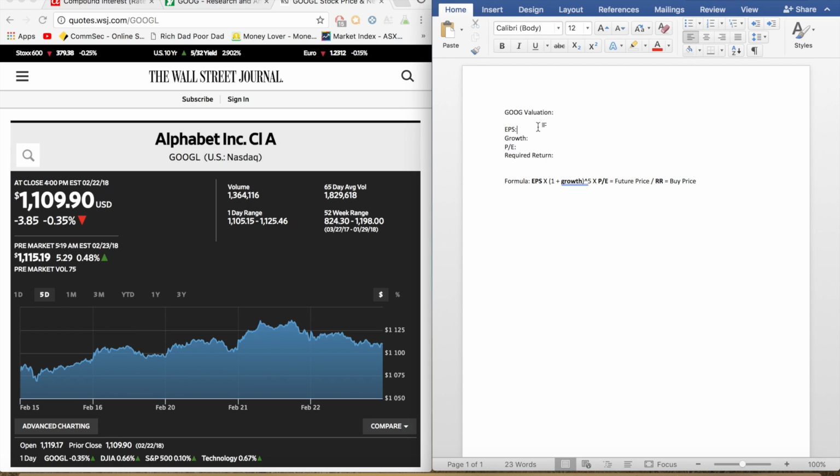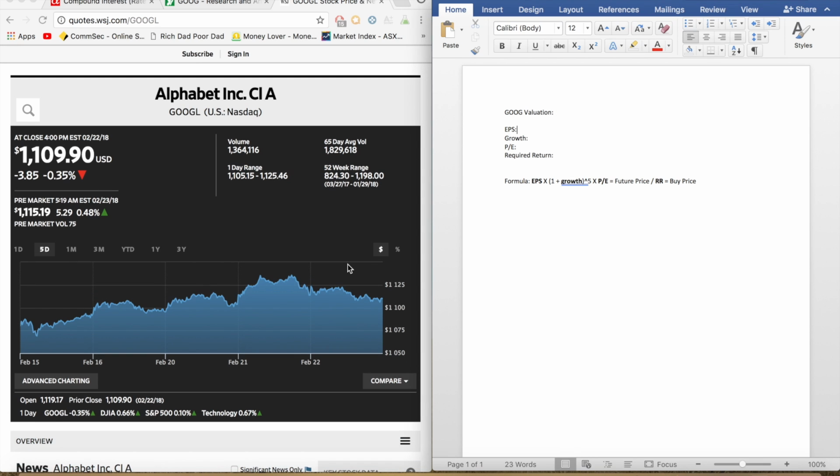So for Google, I apologize for using Google as an example because due to the recent tax changes that Trump did, Google actually brought a heap of money from overseas back into the United States and paid a big one-time tax. And because of that, their latest earnings per share is a lot lower than it actually would be without that one-time tax hit. So I'm actually going to be using different numbers than the ones that are on the Wall Street Journal.